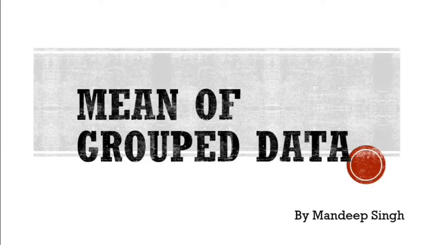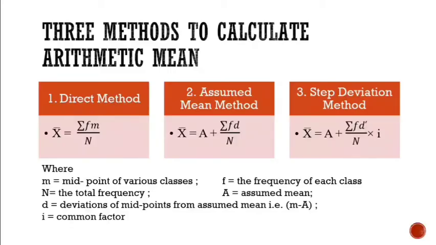Today we'll learn how to calculate the mean of grouped data. There are three methods to calculate the mean of grouped data. The first one is the direct method, the second is the assumed mean method, and the third is the step deviation method. Methods 2 and 3 are derived forms of the first method. They came into existence so that our calculations become easier, which we'll get to know about in the coming time.